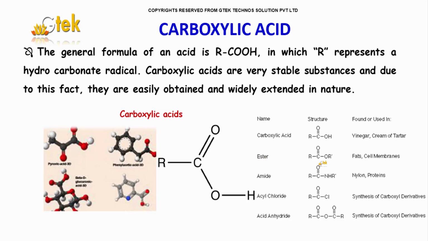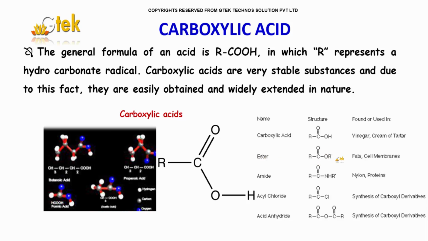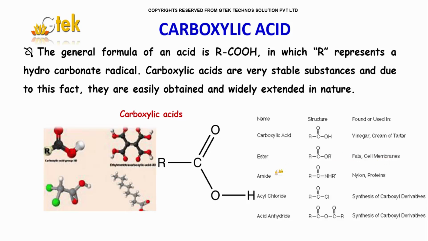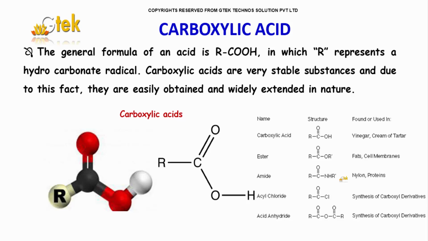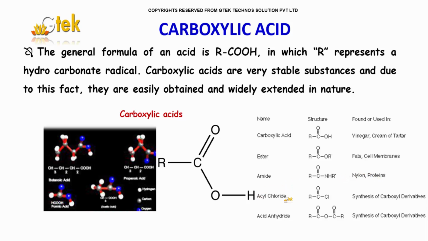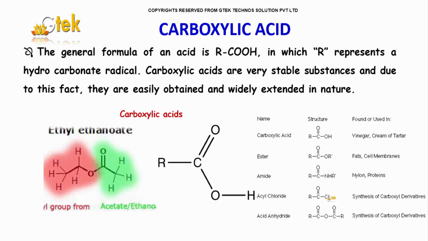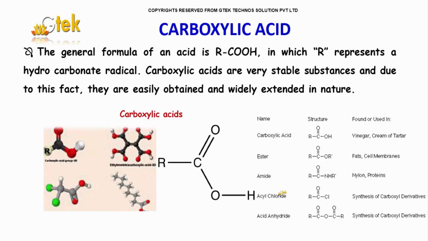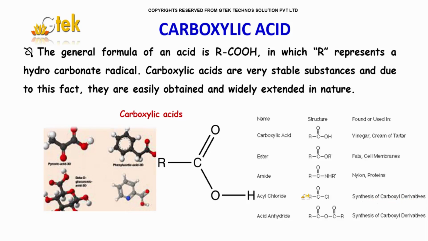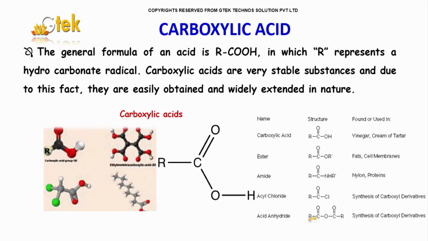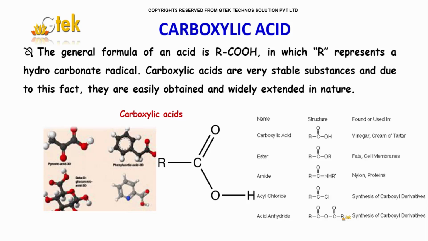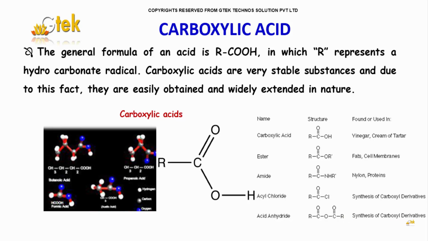And there is another one, ester. This is R-COOR. It's in fats and in cell membranes. Amides, R-CONHR, are in nylon and proteins. And this one is acyl chloride, RCOCl, where Cl is chloride, used in synthesis of carboxyl derivatives. And the other one is acid anhydride, RCOOCOR. It's used in synthesis of carboxyl derivatives.